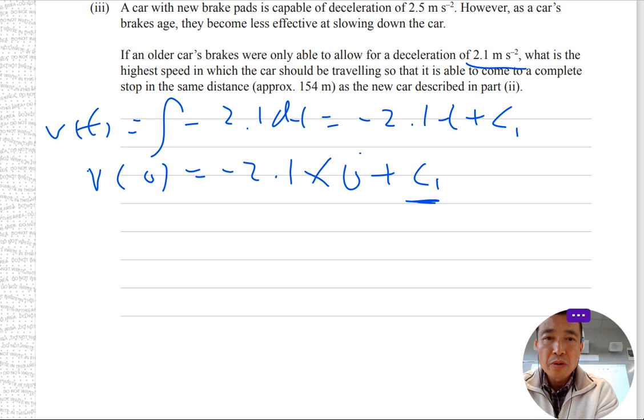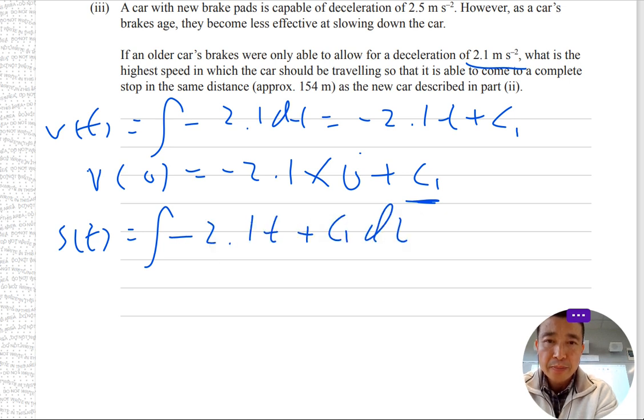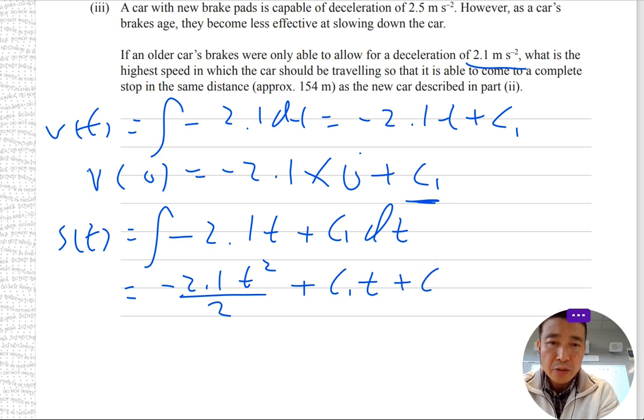Then we have to find the displacement function, which is S of t. So distance. We have to integrate velocity, which is minus 2.1 t plus c1 dt. Then negative 2.1 t squared over 2 plus c1 t plus c2, right? That constant. However, if we plug 0 into time, S of naught is c2. That should be 0.